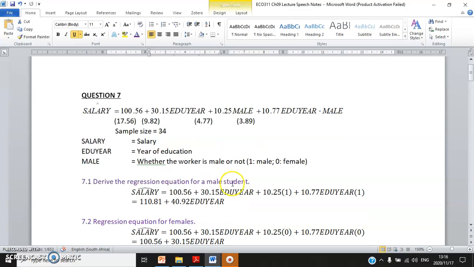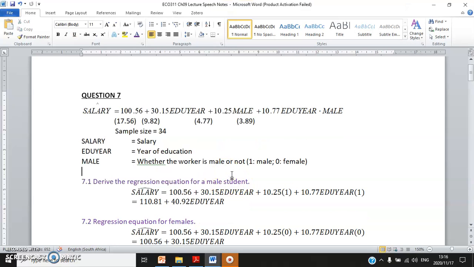Okay, welcome back. For this chapter that involves intercept and slope dummies, it is possible to conduct hypothesis testing. In the study guide, I have done two questions, 7 and 8, and in this video, I would do question 7. Salary is explained by years of educational attainment, the male intercept dummy, and then the education year times male slope dummy.